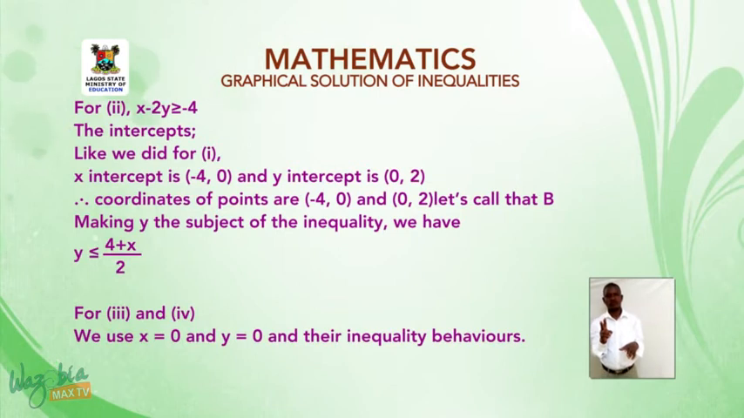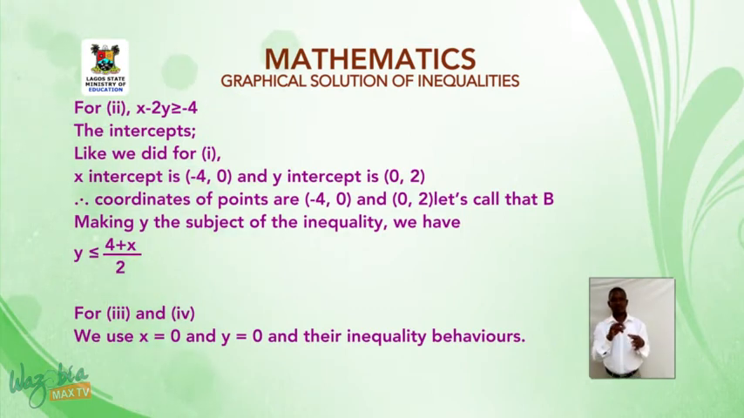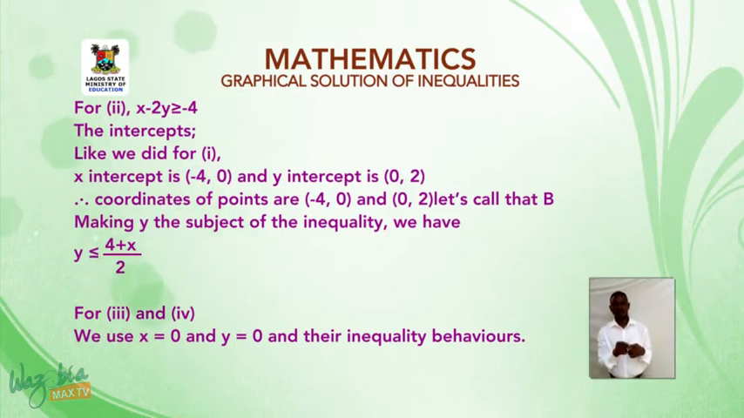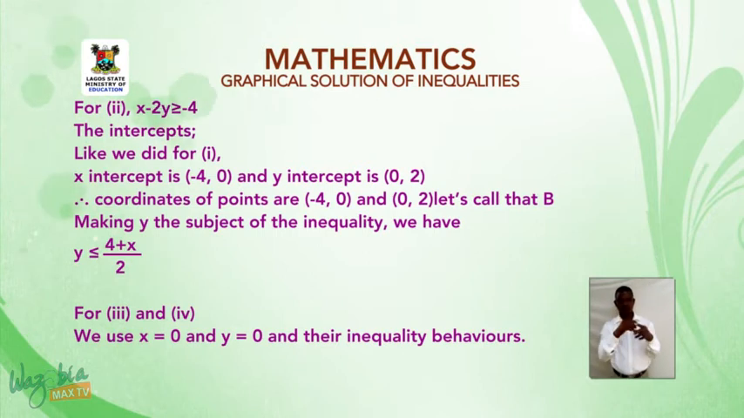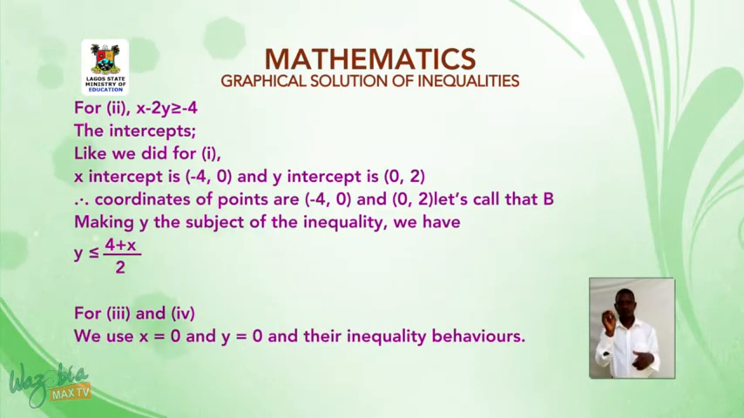For Roman figure 2, x minus 2y greater than or equal to minus 4. The intercepts, like we did for Roman figure 1, x intercept is (minus 4, 0) and y-intercept is (0, 2). So coordinates of points are (minus 4, 0) and (0, 2).